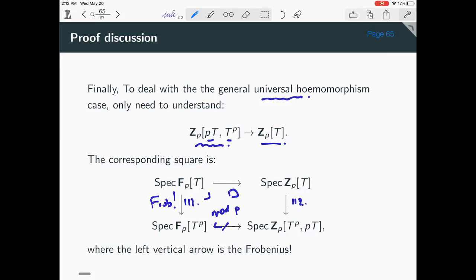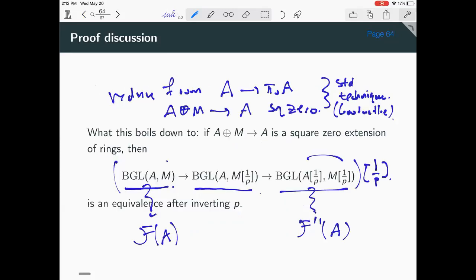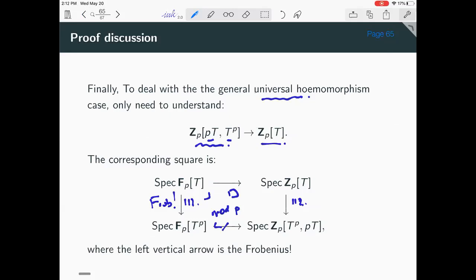So that's like the same game, and everything breaks down to these two cases. Okay, and this is where you need a version of the cdh topology. So let's call the previous argument Goodwillie and this argument Kelly. I mean, sorry, the previous version Goodwillie and this argument Kelly. Okay.